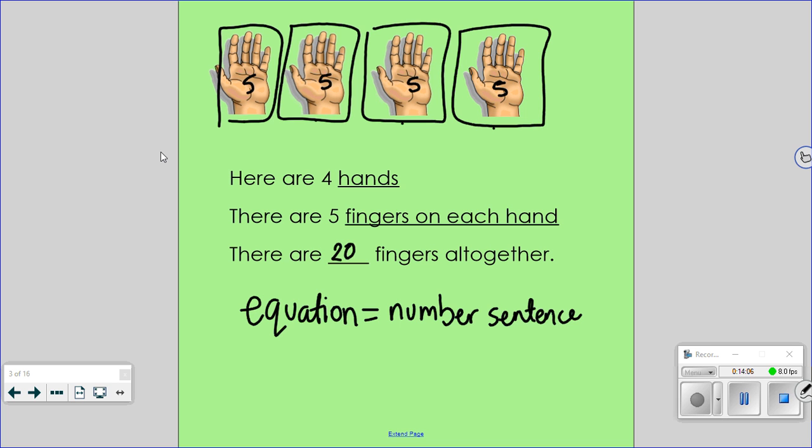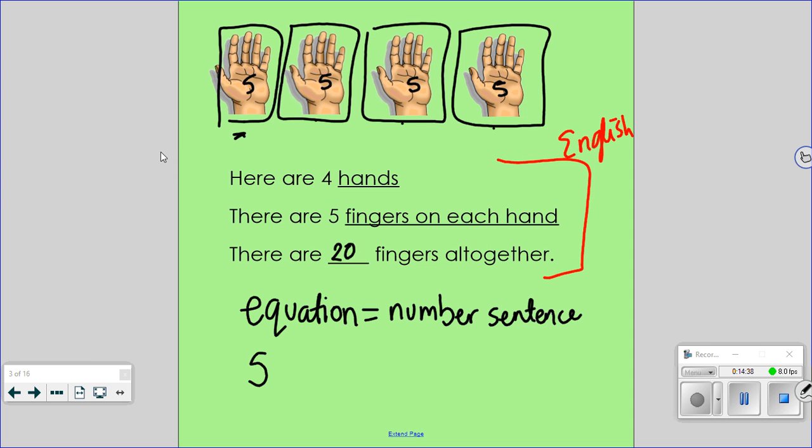We just did the English version. All of this right here, that's English. That's regular words. Easy. How do I translate that, though, into math? To do that, I need to write down how many fingers were in each hand. So my first guy had five.